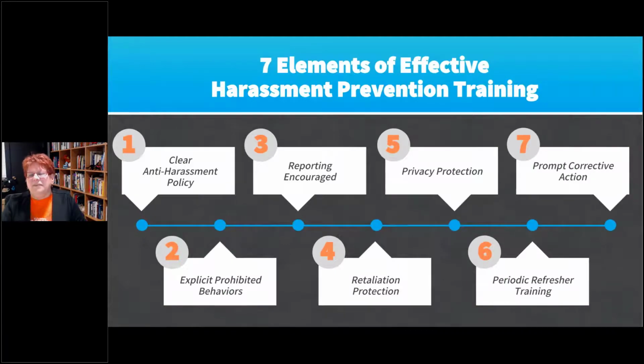So the 7 elements in that paper that they found are the elements for effective harassment prevention training. Here they are on the screen, and we will go through them now one by one.